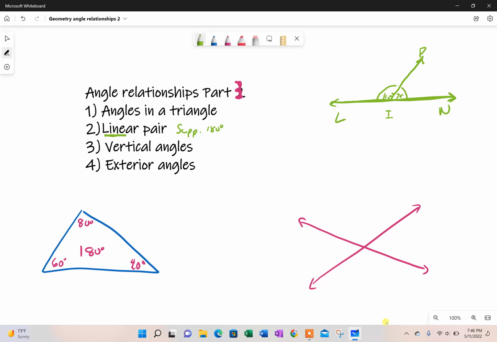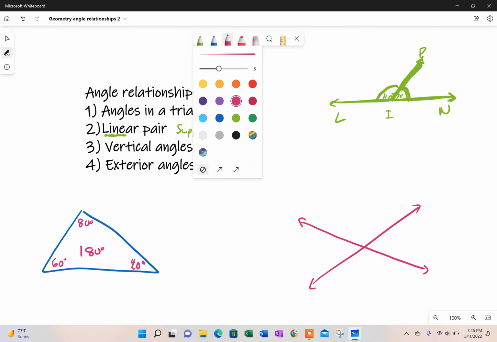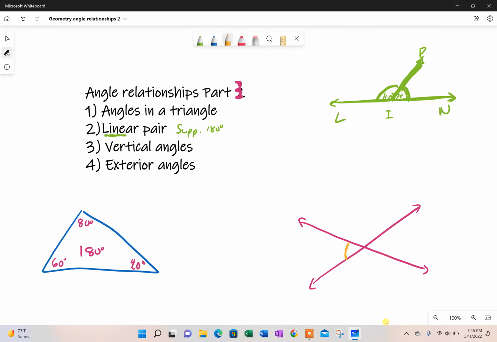So you can see ray IP here forms this angle and forms this angle. Vertical angles are something that's really quite cool, and I really like vertical angles. And so here we have this angle and this angle will always be congruent. So vertical angles are two angles that are formed by intersecting lines, and they are congruent to each other.